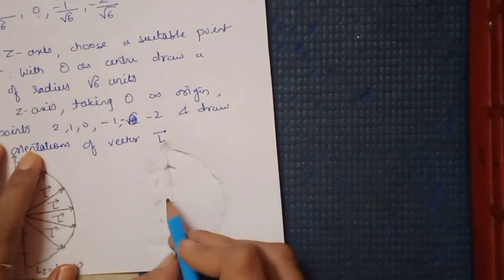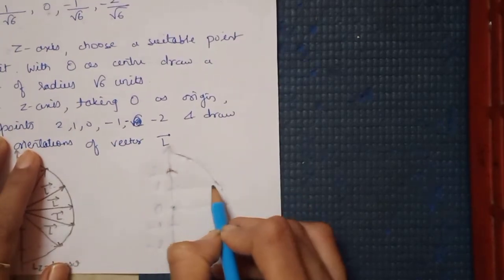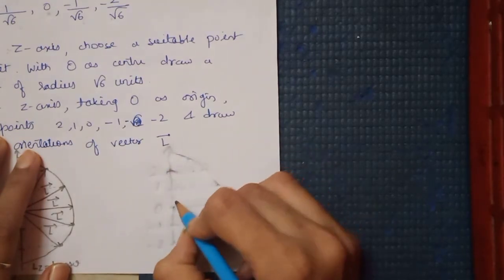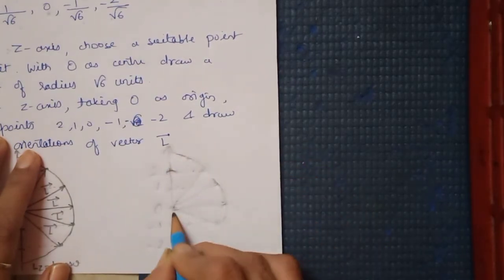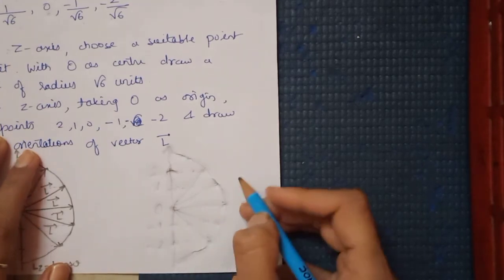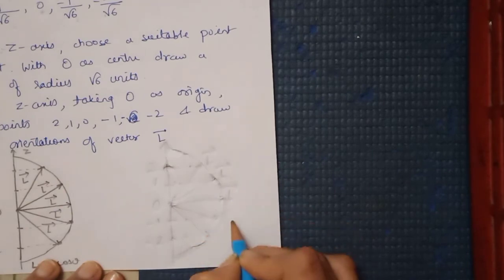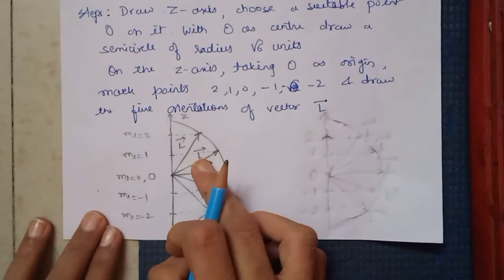Okay, so what I will do, I will draw a line here, I will draw a line here, I will draw a line here, I join it like this. Okay, so what has this become? These are the directions of L. Okay, this is your L. So that is what I have drawn exactly here.